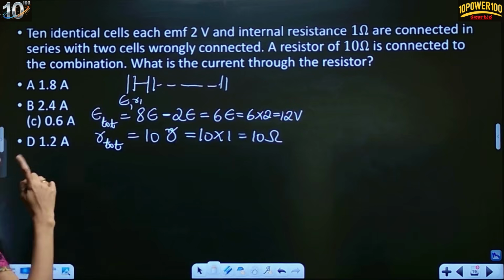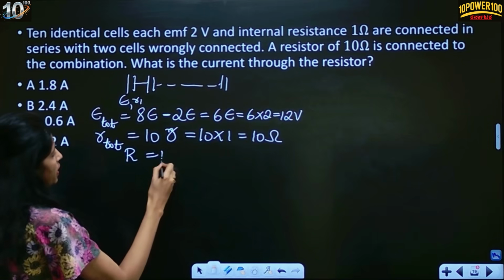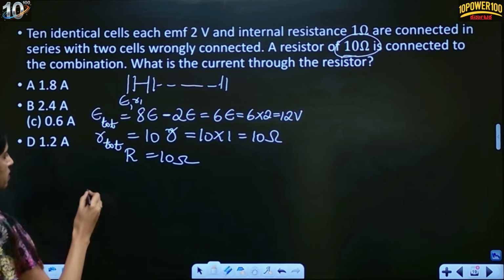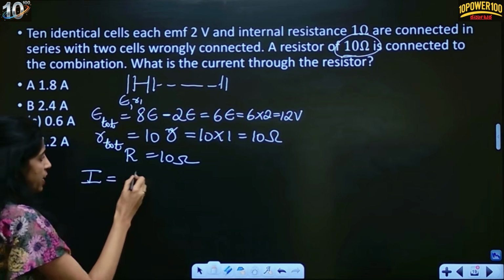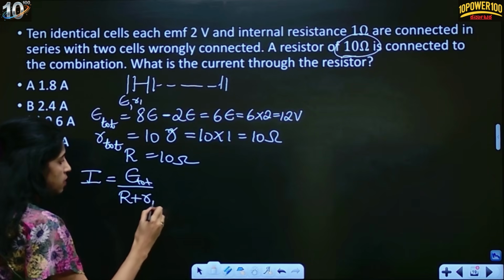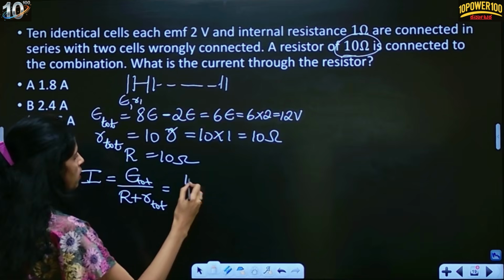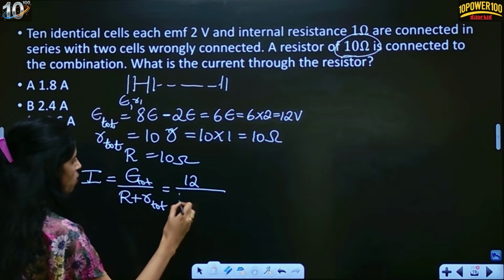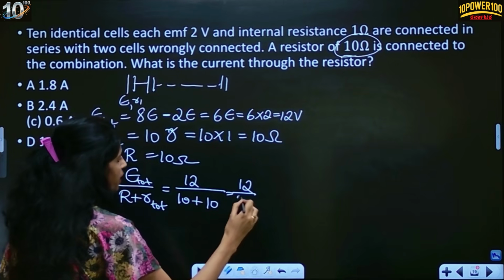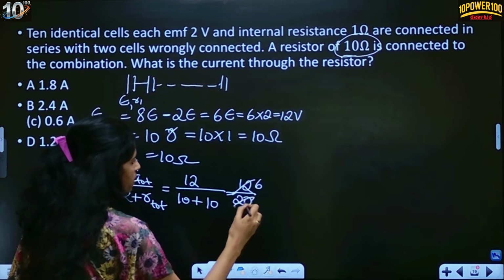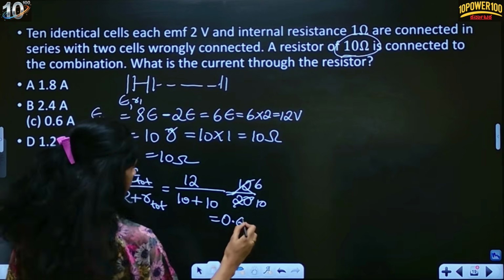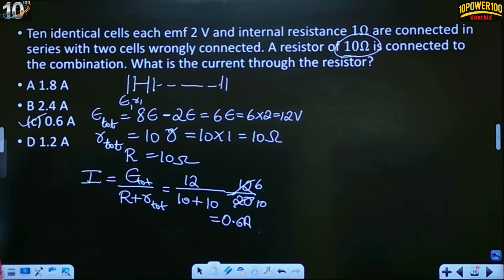Now, the main resistor value is given as 10 ohm. You can see over here, it is 10 ohm. Now, what's the current through the resistor? We have already done this formula: I equals E divided by R plus r. So this is E total, this is R total. What's the value of E total? 12 volt divided by R, which is 10 ohm, plus r total, which is 10. So you get 12 by 20. How much, guys? You will get 0.6. So 0.6 ampere. Yes, we have option C as 0.6 ampere.